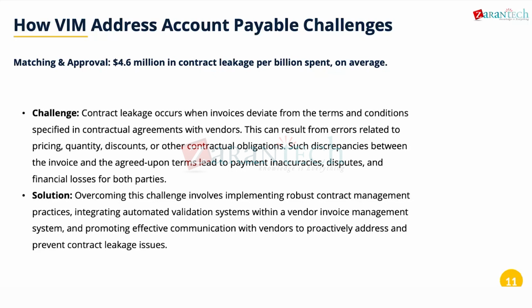So the VIM solution helps in speeding up these discrepancies, or raising these flags at an early stage, so that they can take action easily from the VIM solution. So the solution is overcoming the challenges involving implementing robust contract management practices, integrating automated validation systems with the vendor invoice management system, and promoting effective communication with the vendors to proactively address and prevent contract leakages.